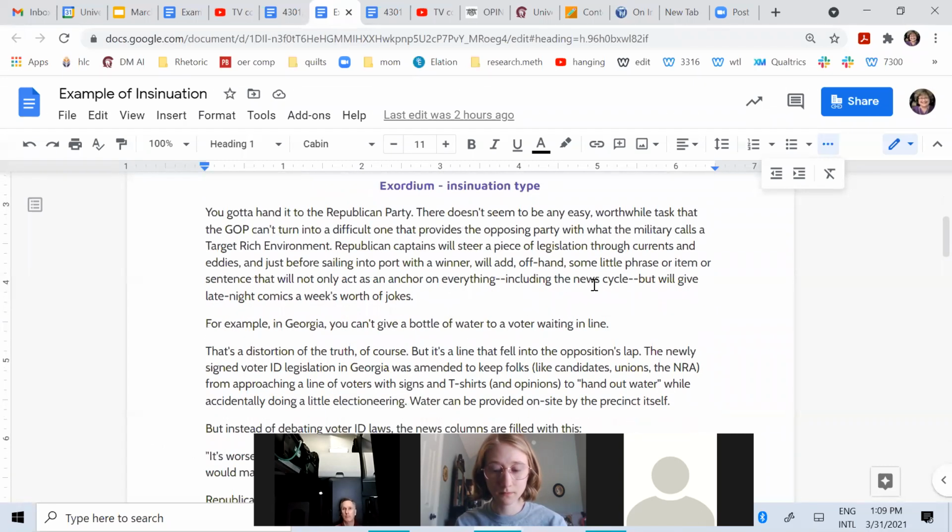So you've got to hand it to the Republican Party. There doesn't seem to be any easy, worthwhile task that the GOP can't turn into a difficult one that provides the opposing party with what the military calls a target-rich environment. Republican captains will steer a piece of legislation through currents and eddies, and just before sailing into port with a winner, will add offhand some little phrase or item or sentence that will not only act as an anchor on everything, including the news cycle, but will give late night comics a week's worth of jokes.